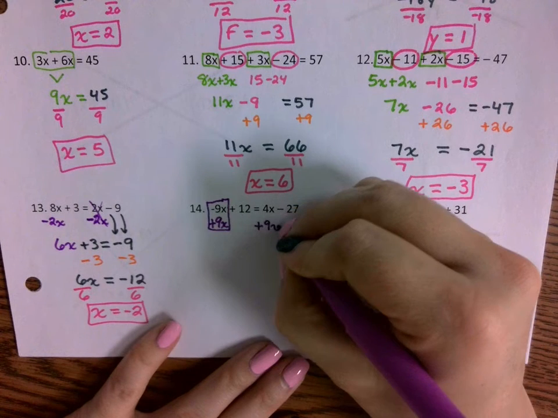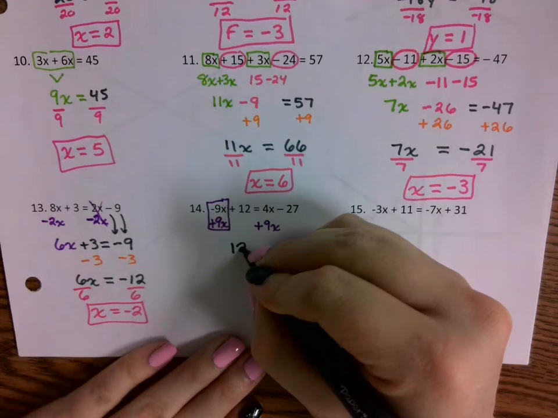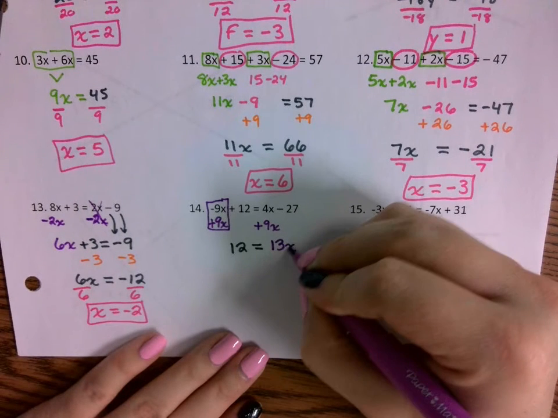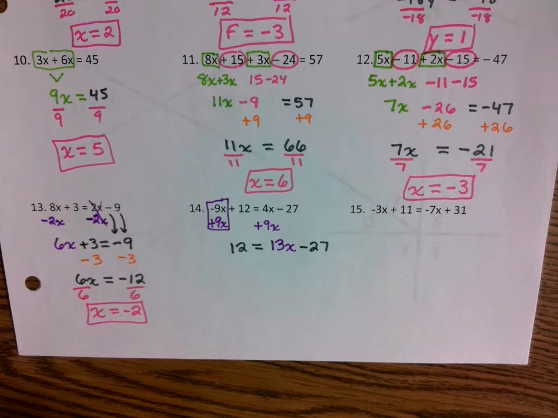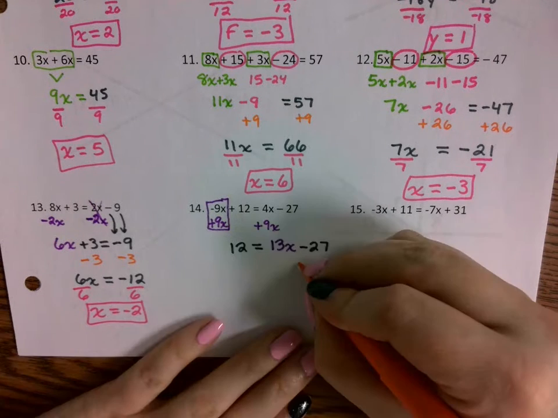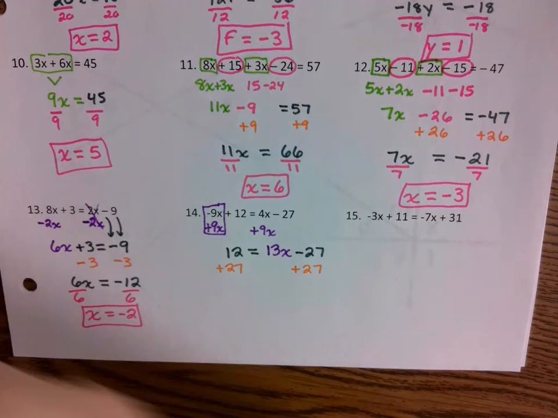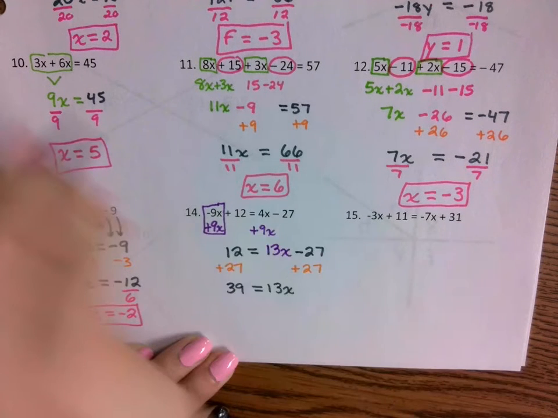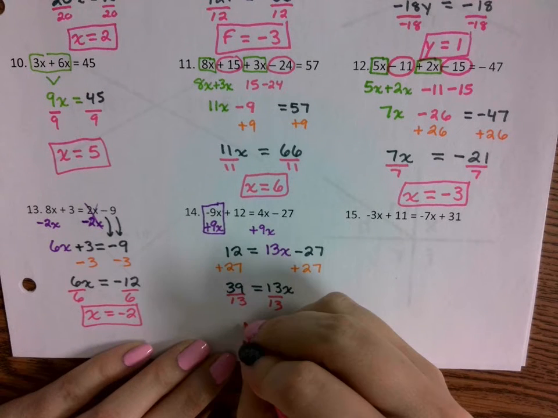Okay, that leaves us with a positive 12 is now equal to 13x minus 27. And it's okay for you to have the variable on the right side. Nothing wrong with that. Okay, from here, our inverse operation, we are going to add 27 to both sides. That's going to give us 39 is now equal to 13x. And then our last step is to divide both sides by 13. And you'll get 3 is equal to x, or you rewrite it as x is equal to 3.